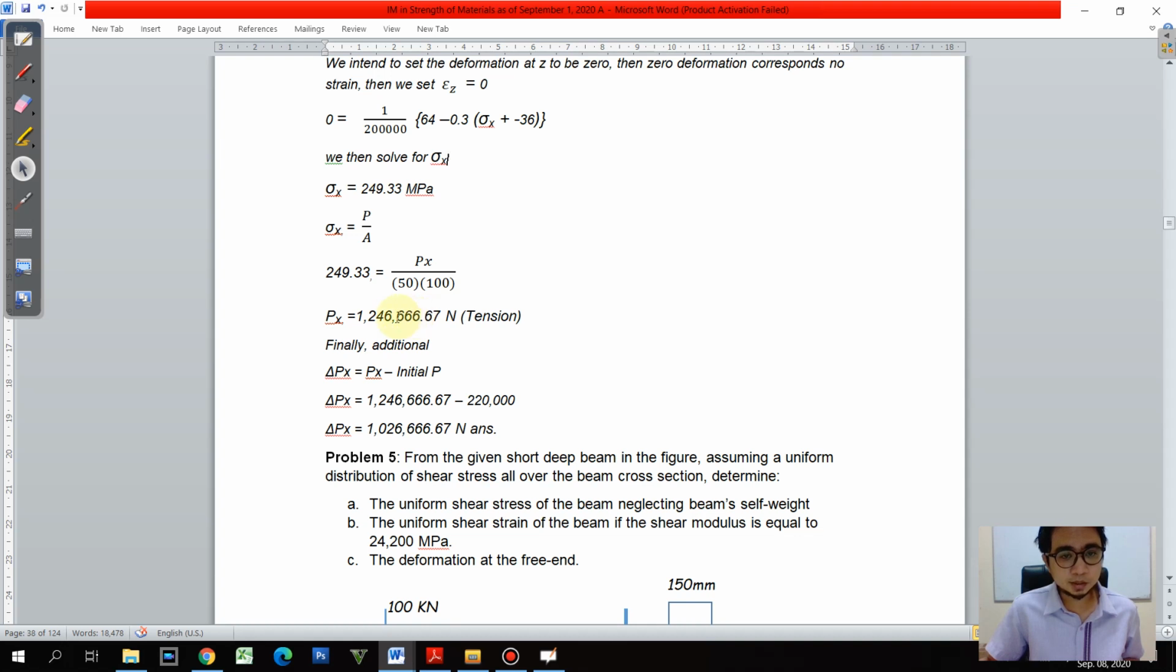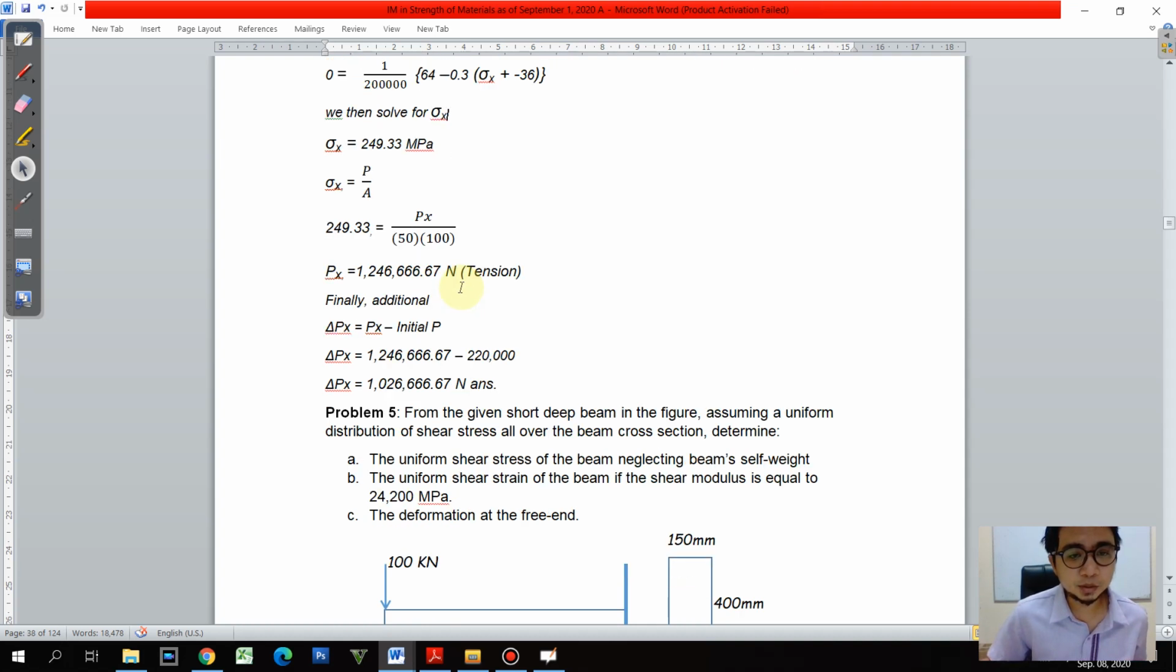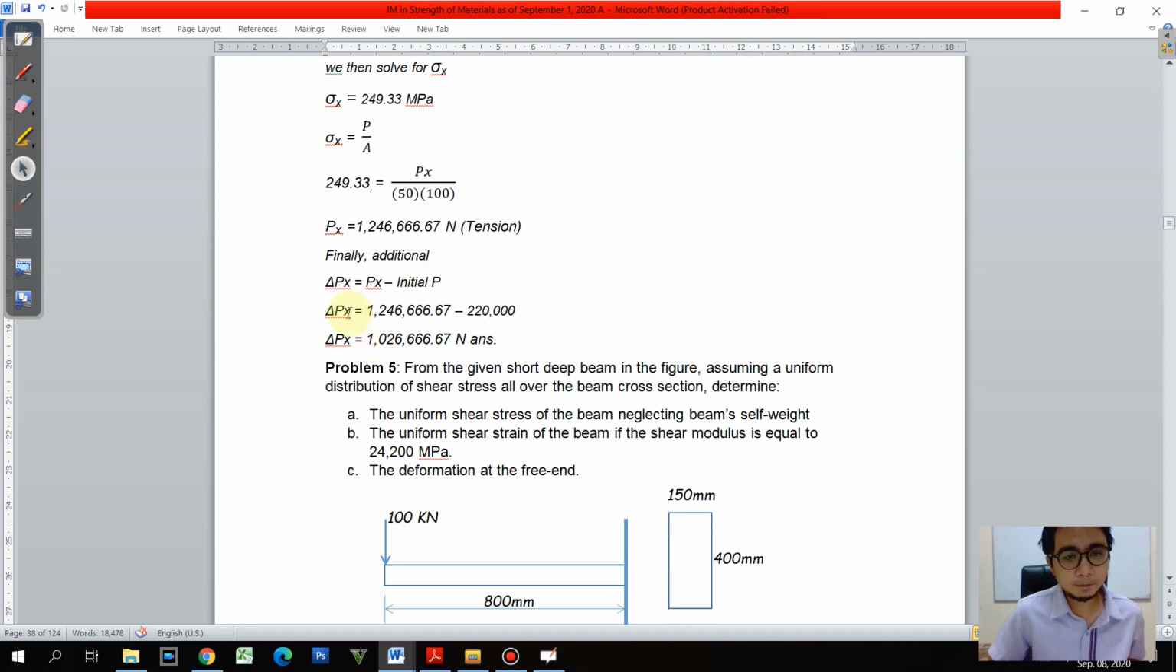Actually, this is 1,246,666. Sorry, 1,246,666.67. So, this is in tension. Ito yung kabuuan, okay? Ang sinabi kasi dito yung kailangan mong idagdag sa x para bumalik yung z-axis. So, kaya dito, we are going to deduct the original loading which is 220,000.